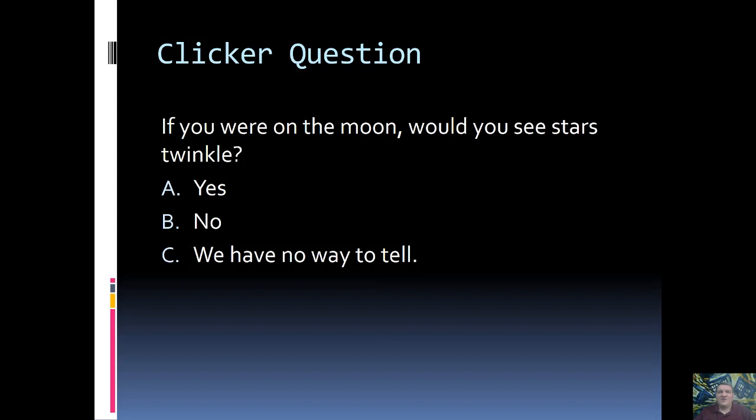All right, here is question number 4. If you were on the moon, would you see stars twinkle? A, yes, B, no, or C, we have no way to tell. Go ahead and think about it, and we'll discuss in just a bit.